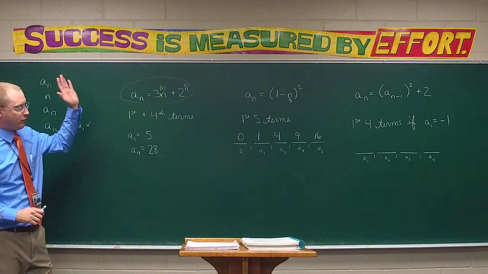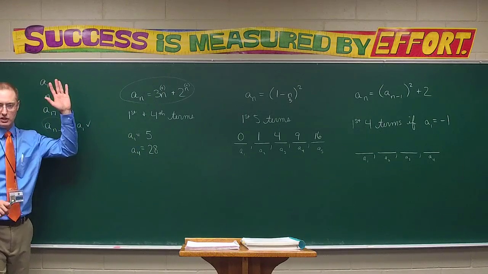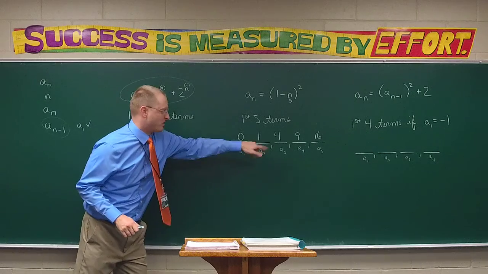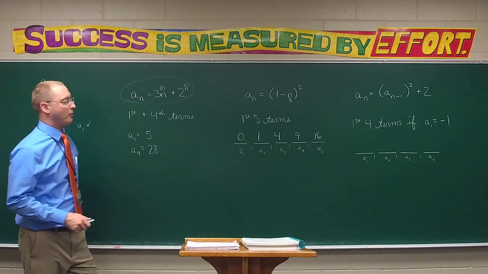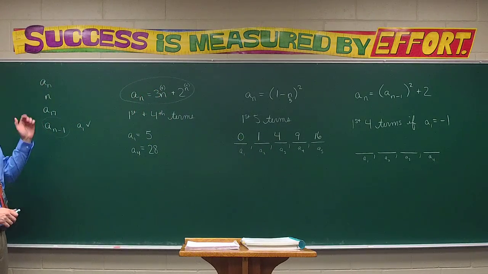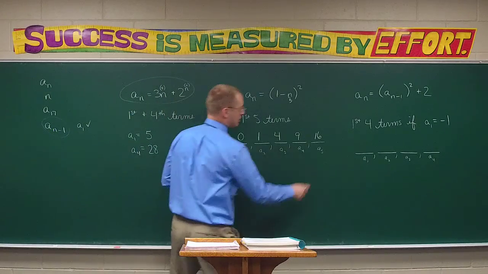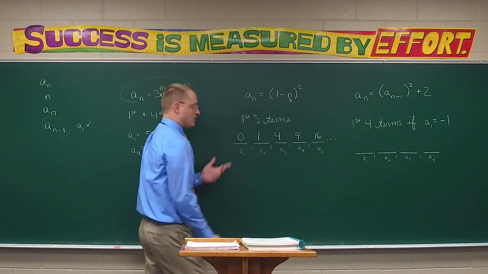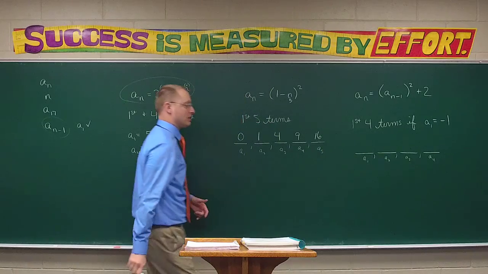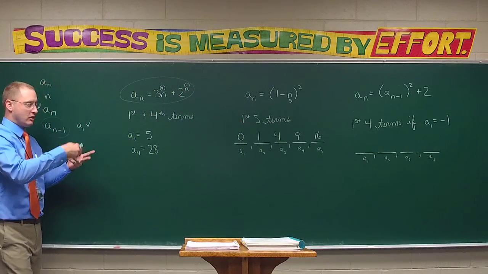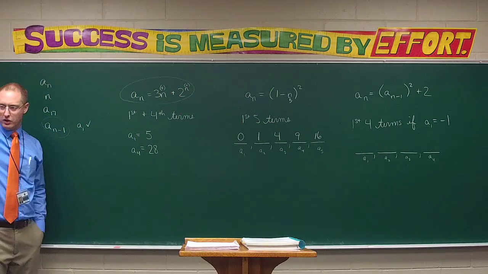How many have 0, 1, 4, 9, 16, separated by commas? You don't have to put blanks and A1s and all that underneath it, but just 0, 1, 4, 9, 16. By the way, if it were an infinite sequence, you put a dot, dot, dot at the end. Since we're limited to 5 terms, it's not necessary, but you'll see that dot, dot, dot, meaning the sequence continues. Questions on the second one?